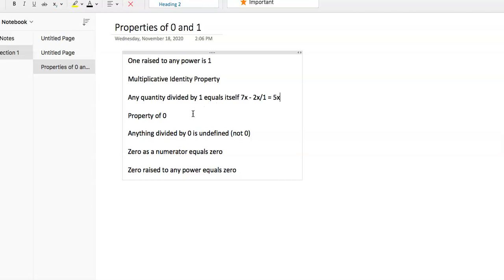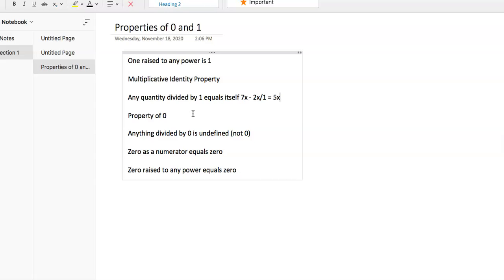For the 0s, similar. Property of 0: the sum of any number and 0 is that number, right? So 5 plus 0 is 5. It's the other number, not the 0. 15 plus 0 is 15. So, not complicated math at all. But that's what you got to know for the property of 0.